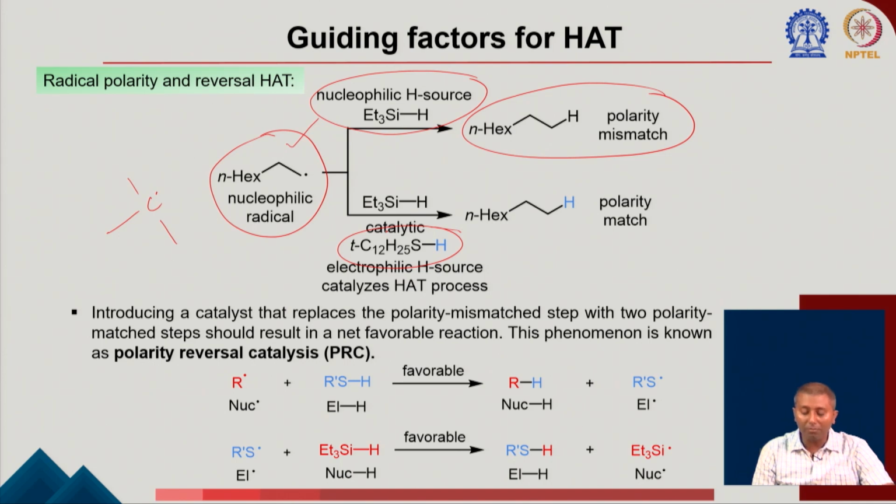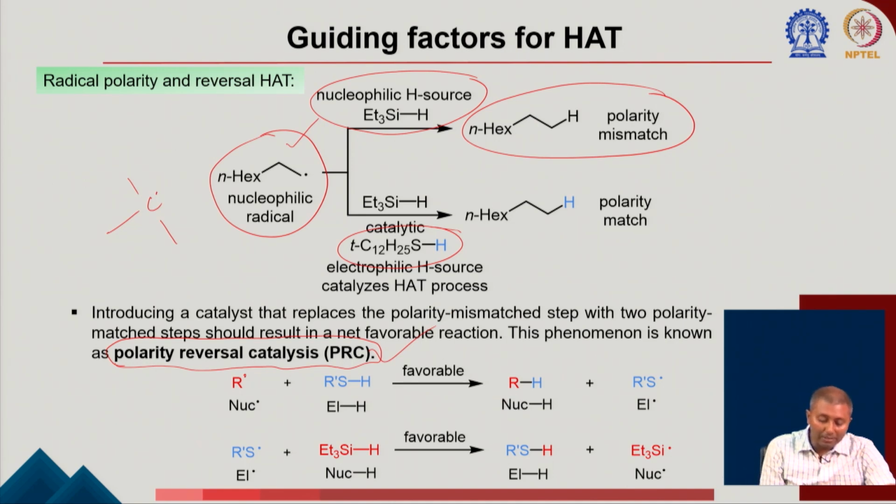So, what is the role of thiol? Now, thiol is able to go for the reversal of polarity, that is the important thing. Okay. So, adding thiol can improve the yield of this reaction. Now, we try to understand what is happening by this polarity reversal catalysis. Okay. That is a very important terminology in the hydrogen atom transfer chemistry. So, what is happening here?